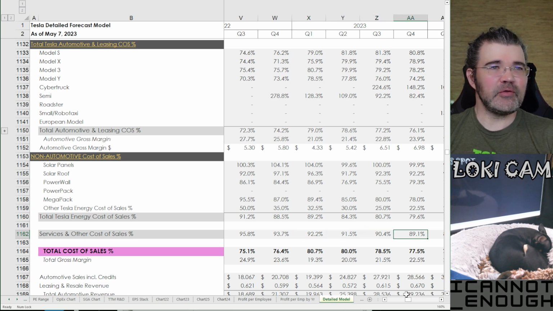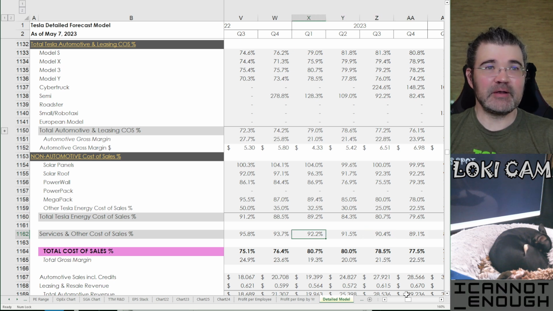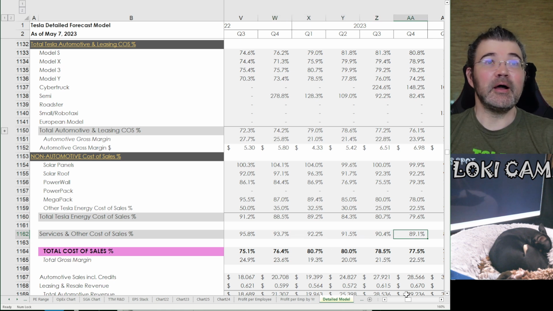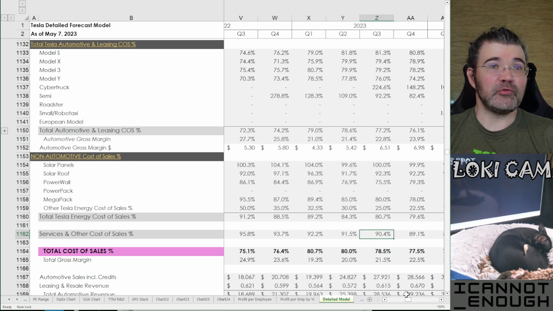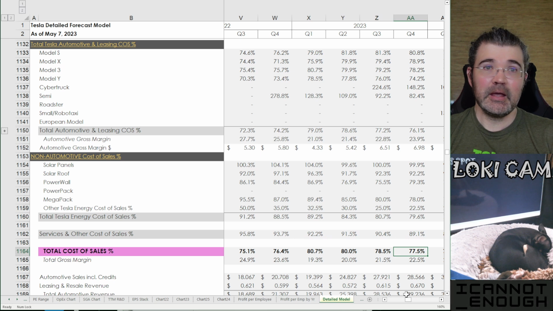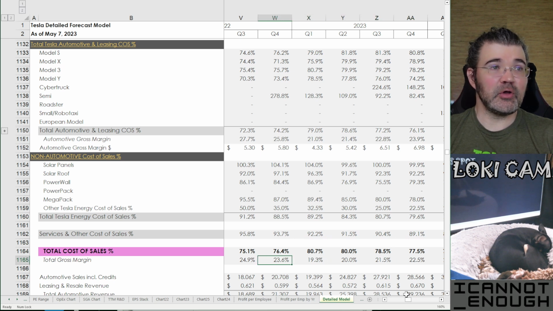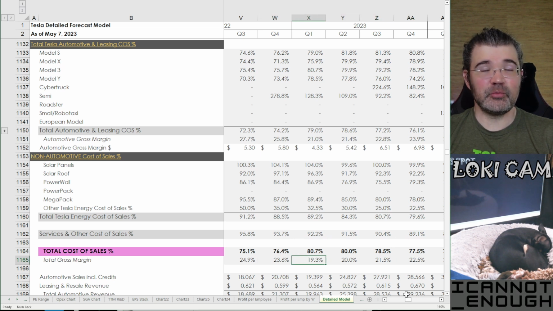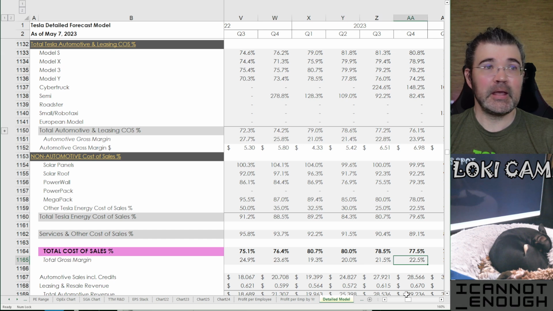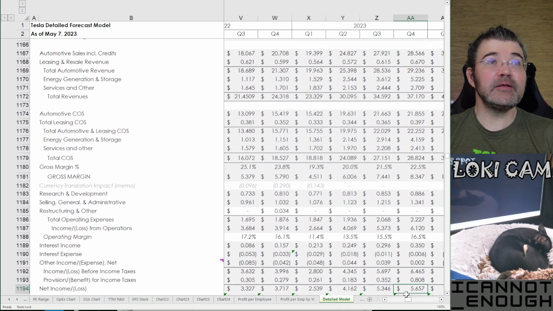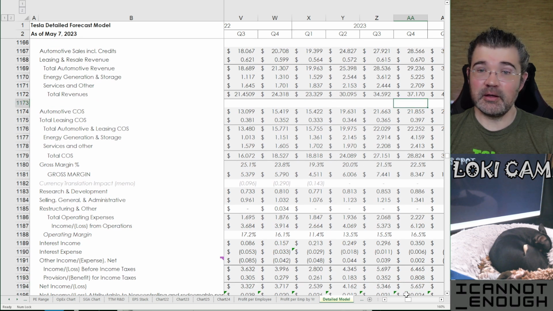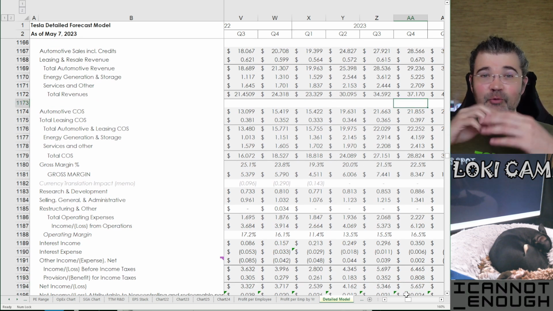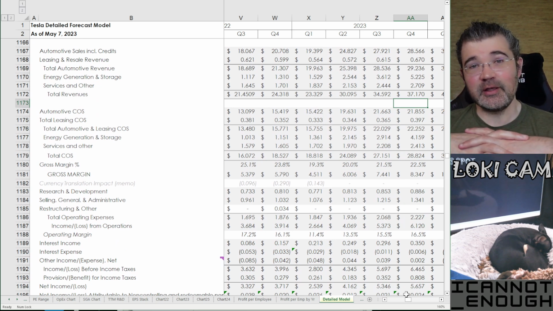What about services and other cost of sales? I have a little bit of improvement for this with scale. So as time goes by, those businesses ought to get a little bit more profitable than we've seen them in the past. And that's how you get to these total gross margin percents. We've seen these before, but here they are again. And with that, we have reached the end of the 69 tweet forecast thread review series.